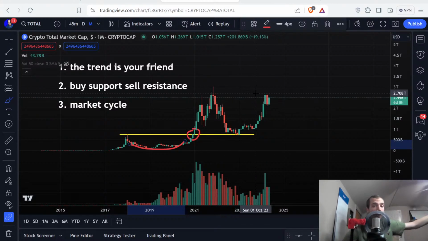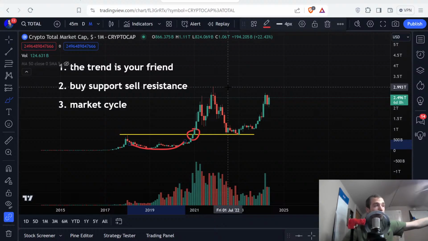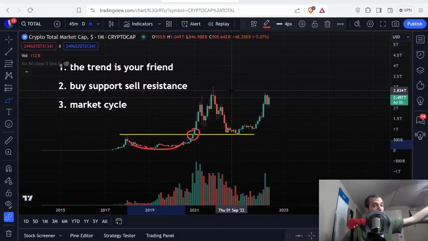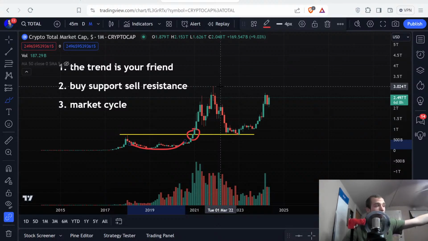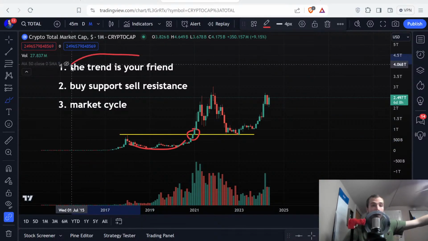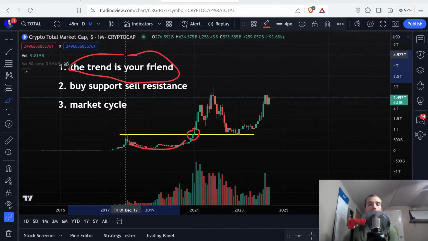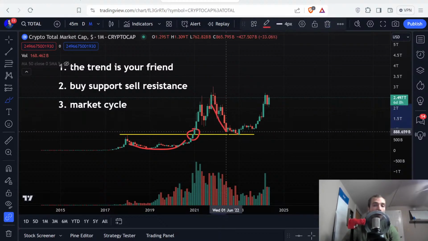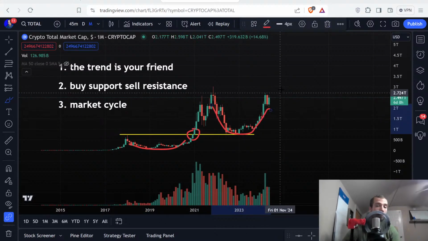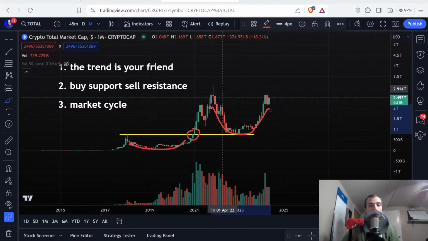You have no idea how many people were selling resistance on Bitcoin at $1,000 per coin right before it went to 20,000 because they thought they could call the top. And they don't understand the bigger trend that's in place, right? But on the crypto total market cap right now, we have a rounded bottom. I'm not selling up here. I'm not going to sell up here, right?